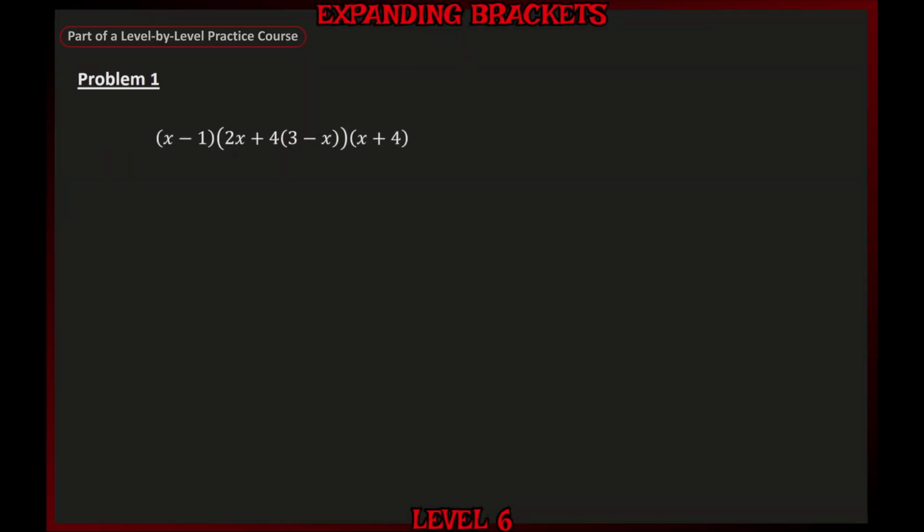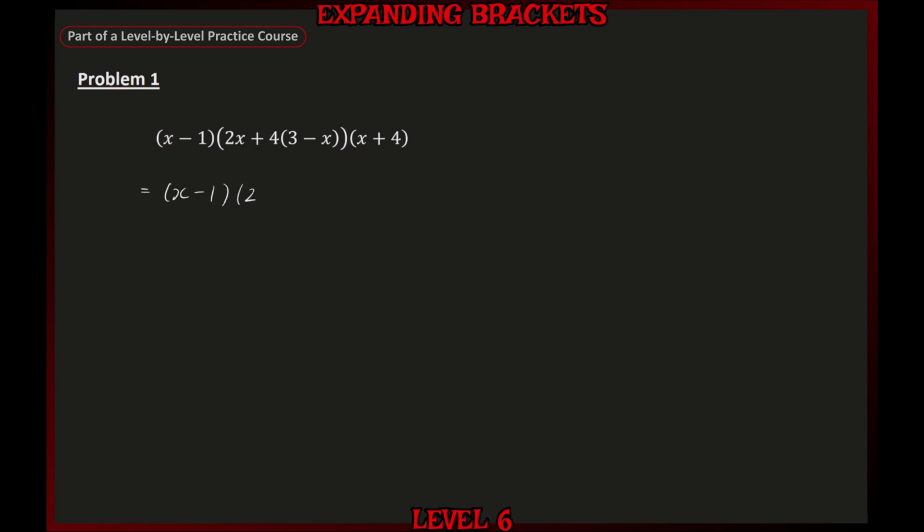In problem 1, we're expanding and simplifying the expression below. Now here we have brackets inside other brackets. So when expanding, the easiest way to do this is to start from the middle and work your way outwards. So I'm going to start from the middle bracket. And so we have x minus 1 on the outside.